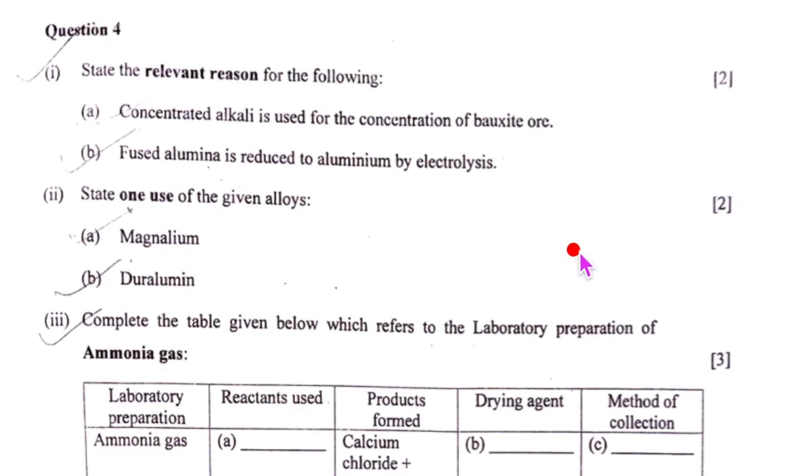Now we come to question number 4. Give a relevant reason for the following: concentrated alkali is used in the concentration of bauxite. And the second one is fused alumina is reduced to aluminium by electrolysis. So let us see how we write them.